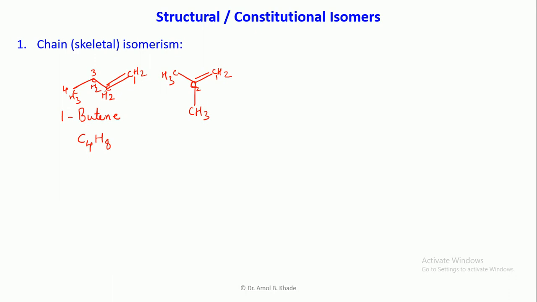So how can you name this? Can you name this compound? This will be 2-methyl-1-propane, and because of the double bond we will write it as 2-methyl-1-propene. Okay, so here you can now count the number of carbons.